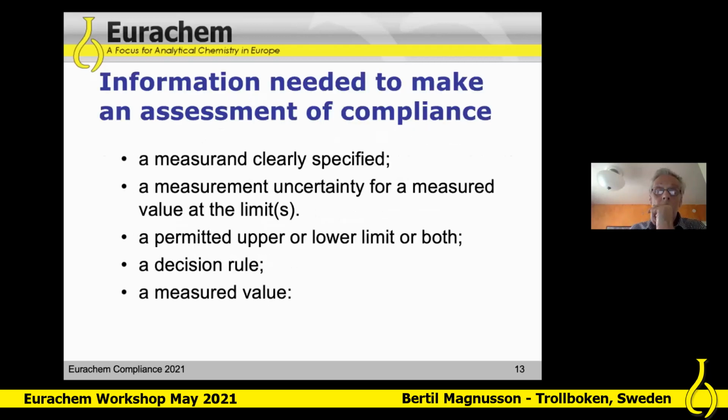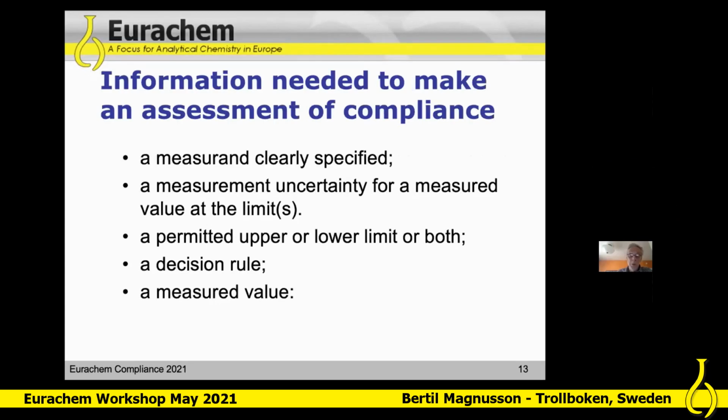And the information needed to make the assessment is a decision rule. But of course, first we need a measurement clearly specified. In this case, we want to measure the total nickel. We want to have a measurement uncertainty for the measured value at the limit, which in this case is 0.2% nickel. We want a permitted upper or lower limit, which is between 16 and 18.